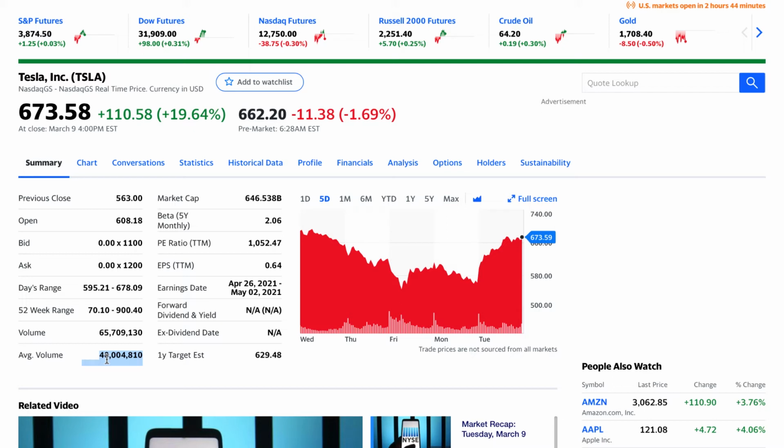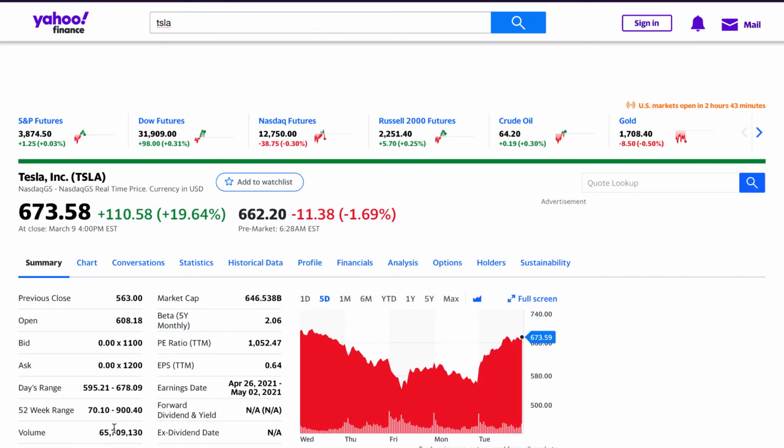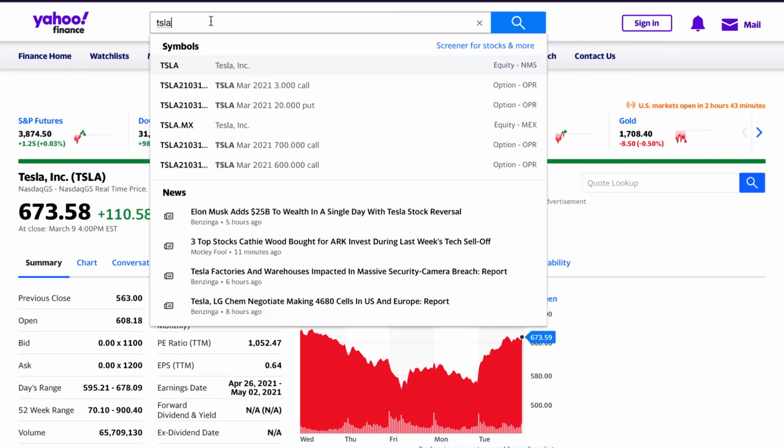They haven't really told us, but if I was to take an educated guess, I would think that this is per day. So on average, roughly about 40 million shares exchange hands for Tesla. Same kind of story over here. We can see volume for Vodafone.